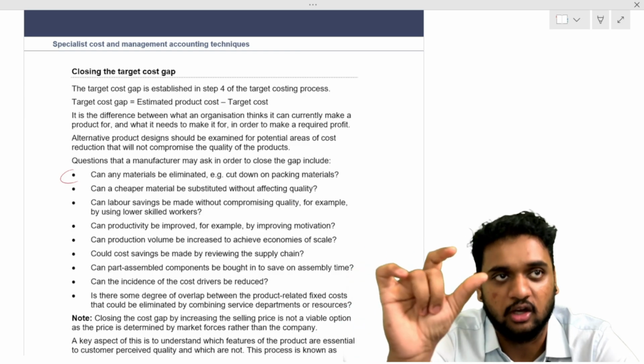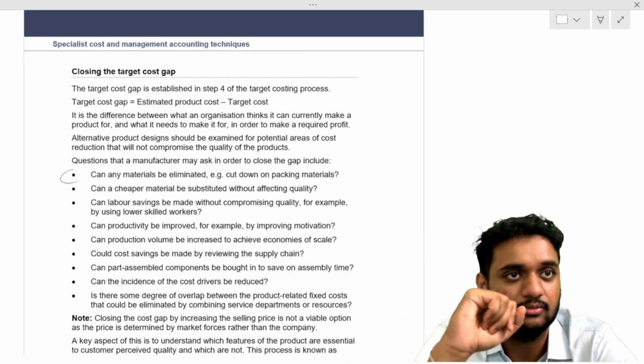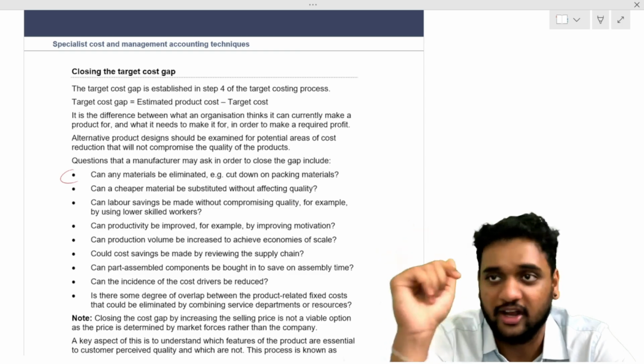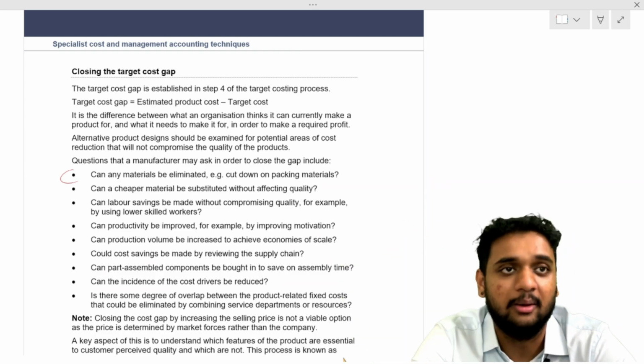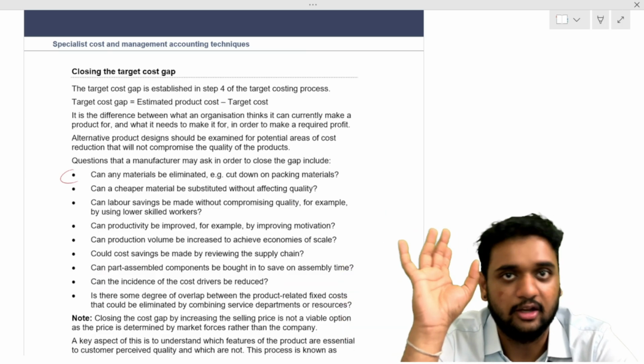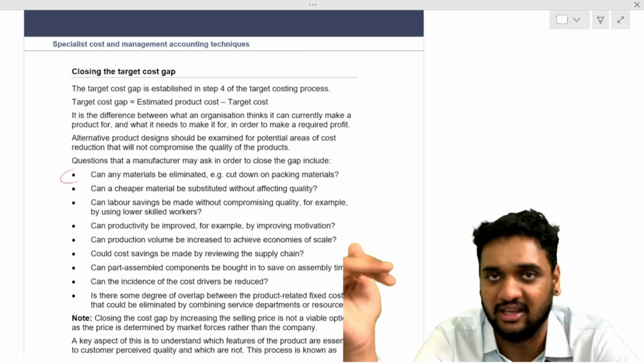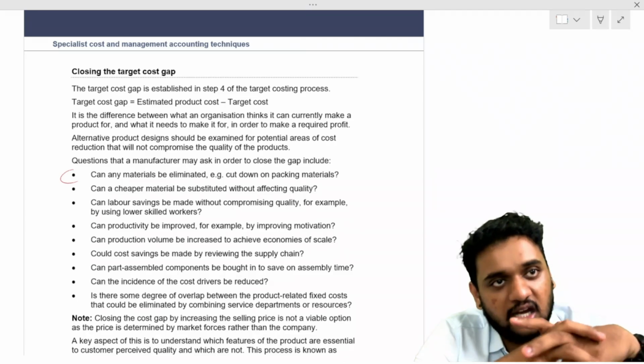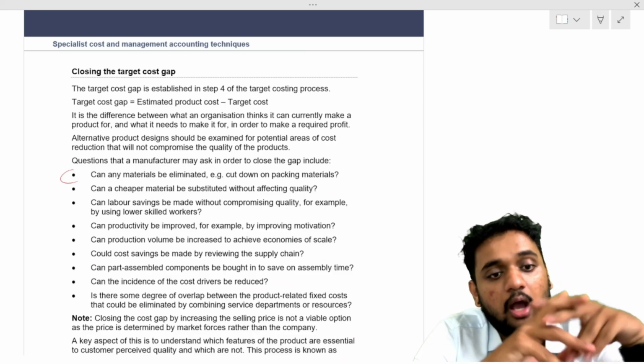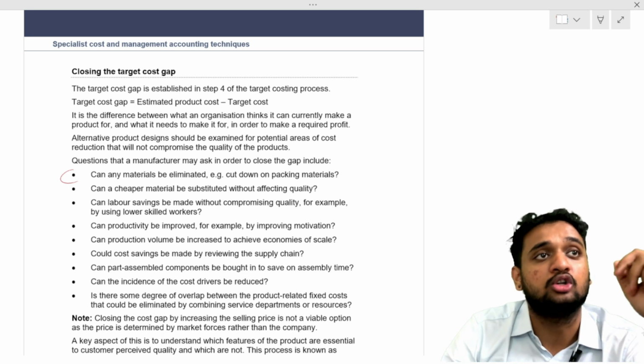How much does a charger cost? It will cost me 500 rupees to make, or whatever it is, I don't know. So any materials you can eliminate, they eliminate. There was a target cost, it was exceeded, so they looked at whether any materials could be eliminated, and they eliminated the charger.